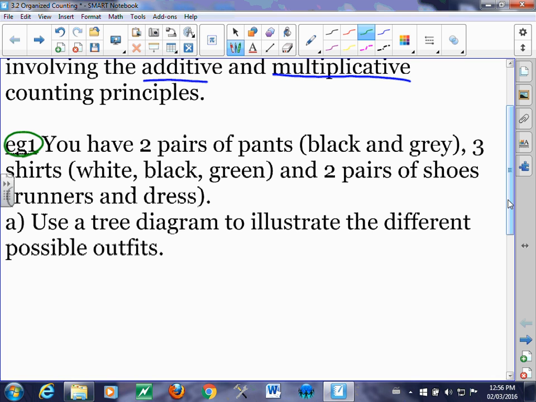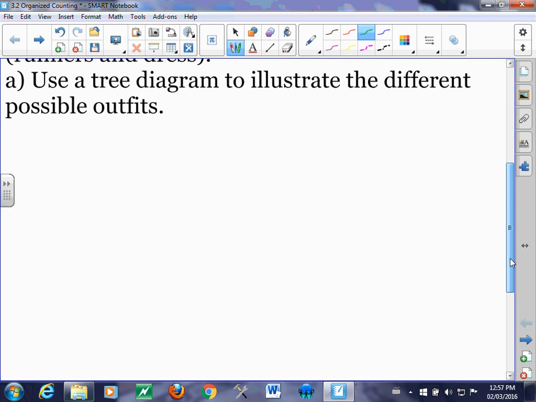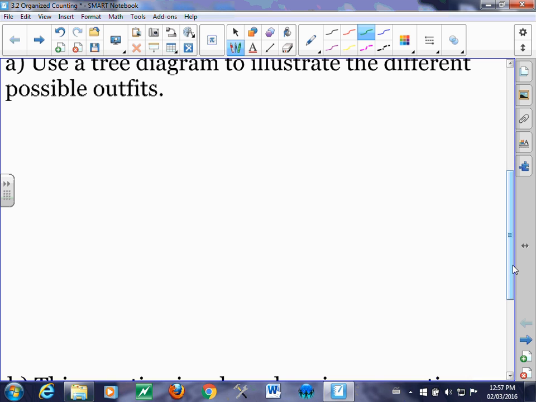Okay, number 1. You have 2 pairs of pants, black and gray, 3 shirts, white, black, and green, and 2 pairs of shoes, runners and dress. Use a tree diagram to illustrate the different possible outfits. Okay, so with our space to do a tree diagram, we're going to start in the middle. Let's start with pants first, folks.